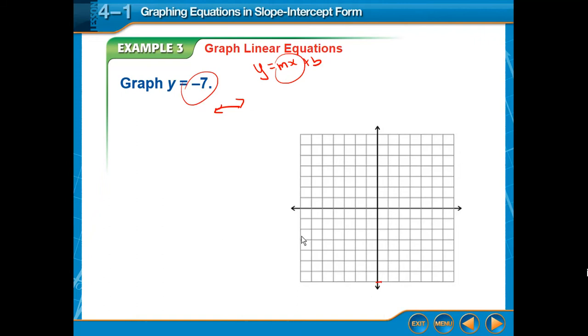Okay, so this goes like that both ways at -7. And that's that graph.